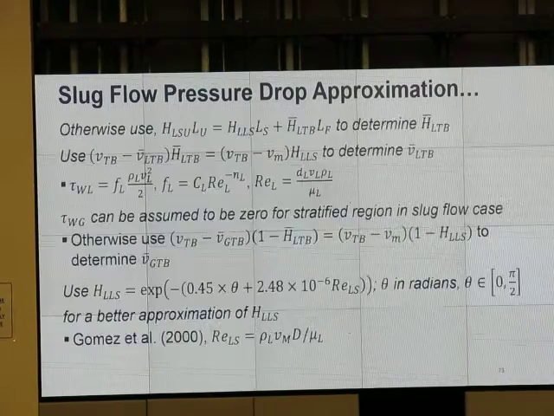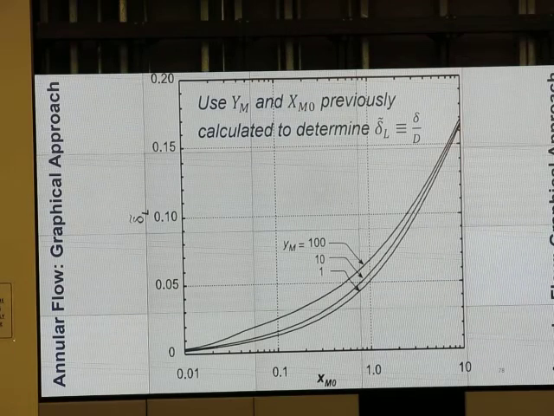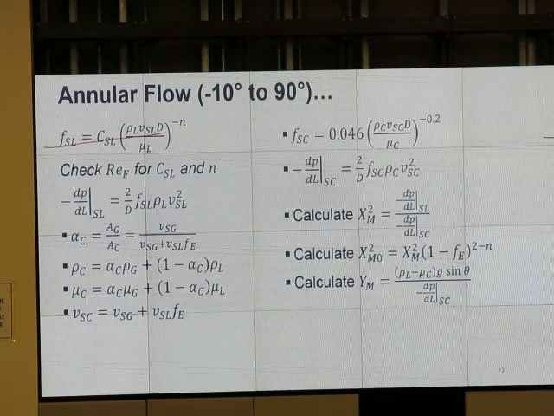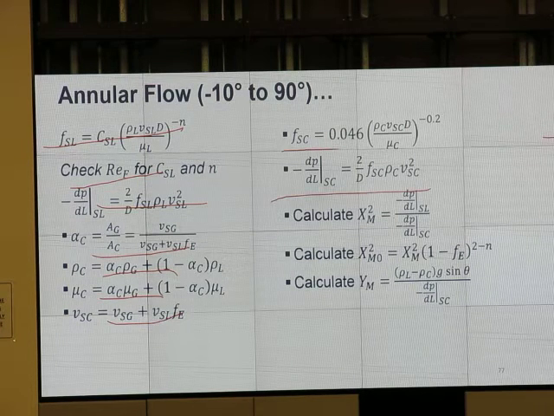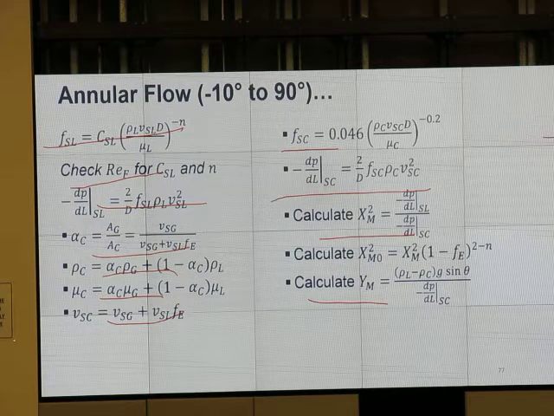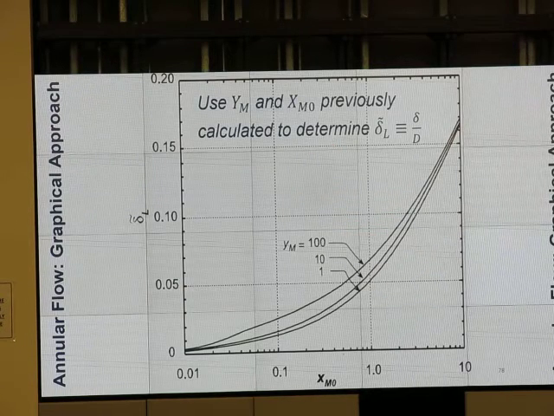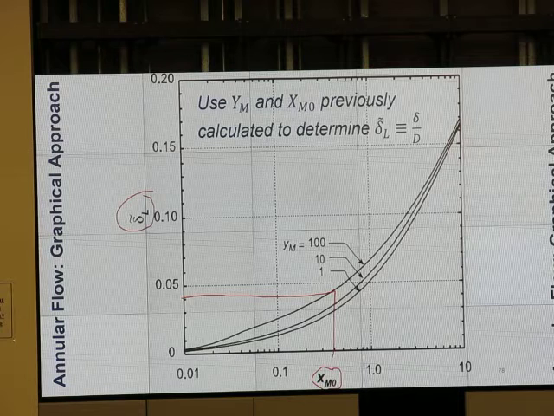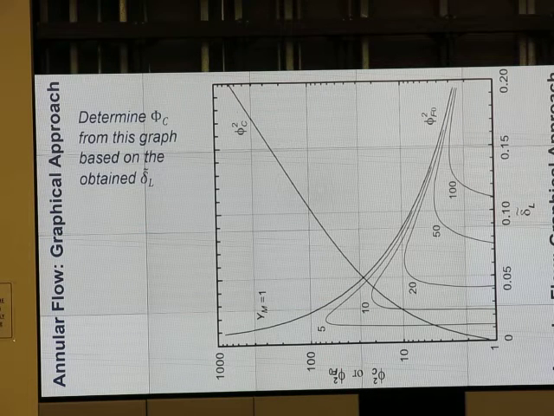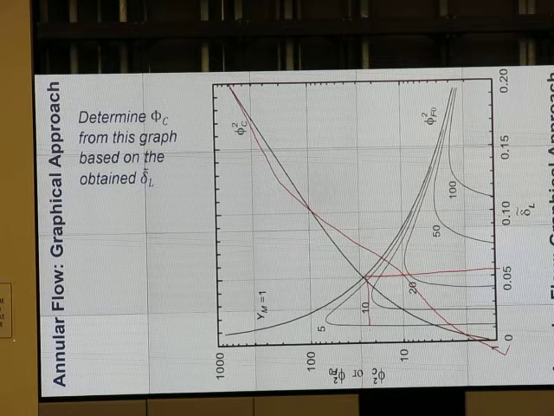What about the pressure drop? Pressure drop requires you to read another kind of chart. So if I calculate everything for you and tell you everything in order, FC and so on, and the equation is also given, then what you have to do is just use a chart, xm0 and ym. Then you read H altitude. From H altitude, you read this phi c squared, and you get the value of phi c squared.